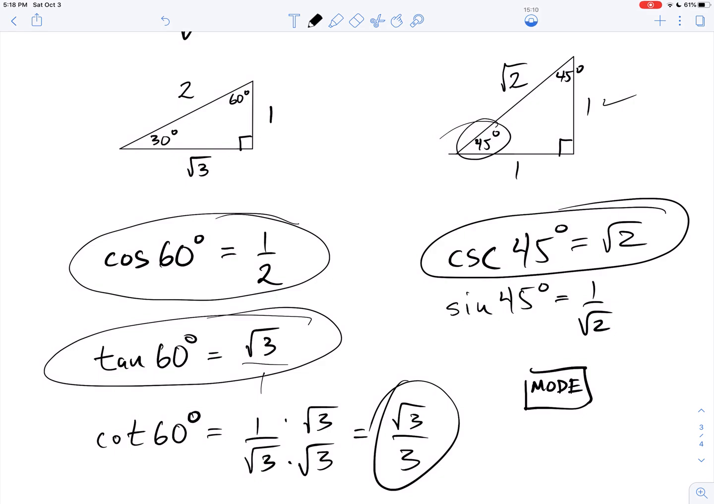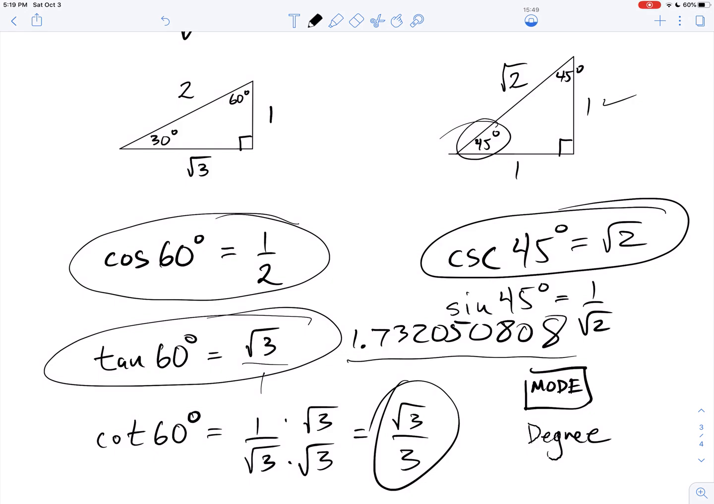If you hit the mode button on your graphing calculator, its default setting is radian. So if you want to be in degree mode, you got to make sure you're in degree mode. So I'm going to change it to degree mode and let my calculator do all the math for me. Tangent of 60 degrees, and my calculator says the answer is 1.732050808. And if I hit math frac, it says the same thing because it cannot do anything with this number.